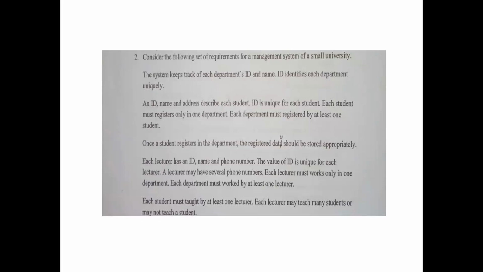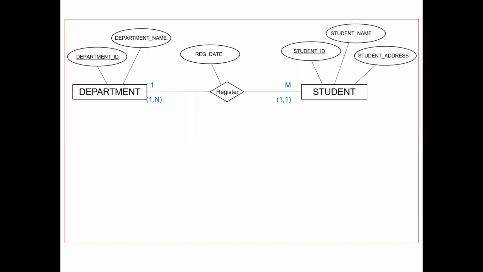Once a student registers in the department, the registered date should be stored appropriately. Here the registered date is needed only when a student registers. That means the registered date attribute belongs to the relationship registered by. So it will be represented in this way.